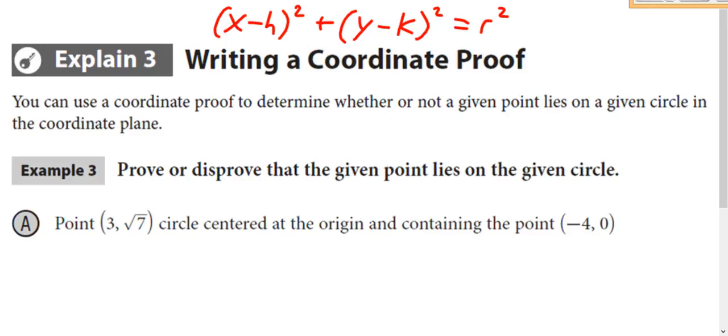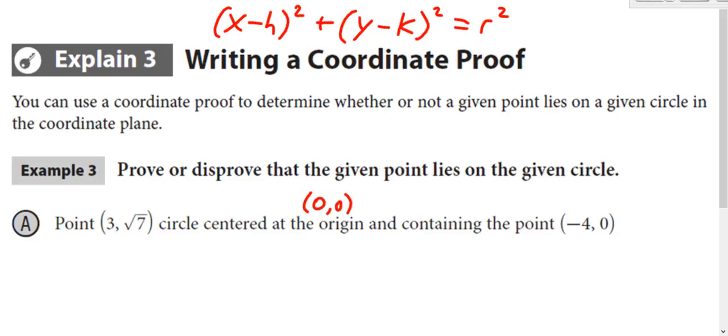So when we go through looking at this first example, it is centered at the origin, that means 0, 0, and the circle contains the point 3 comma square root of 7. We don't know the equation of the circle yet because we don't know the radius. So we can find the radius, or we can just plug everything we know into the equation of a circle, and that will give us the radius also.